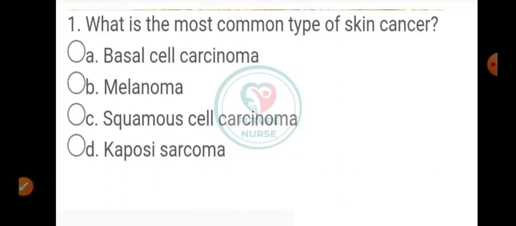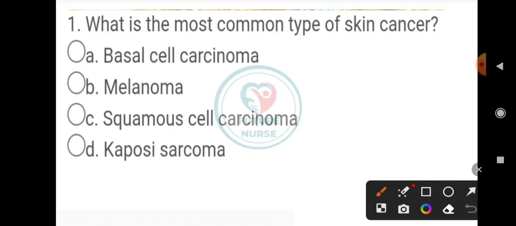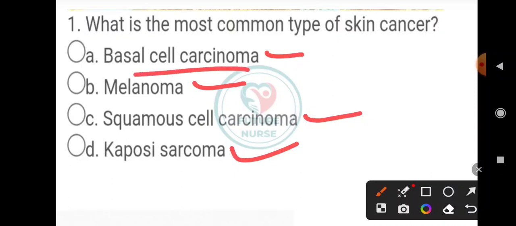First question: what is the most common type of skin cancer? Options: basal cell carcinoma, melanoma, squamous cell carcinoma, Kaposi sarcoma. The most common type of skin cancer is basal cell carcinoma.